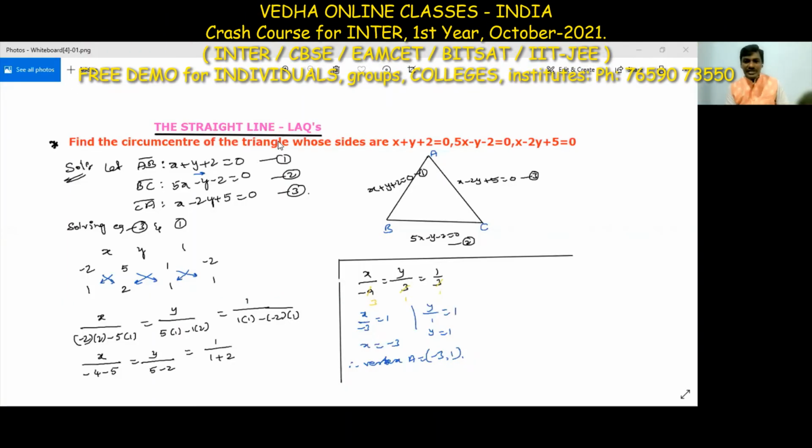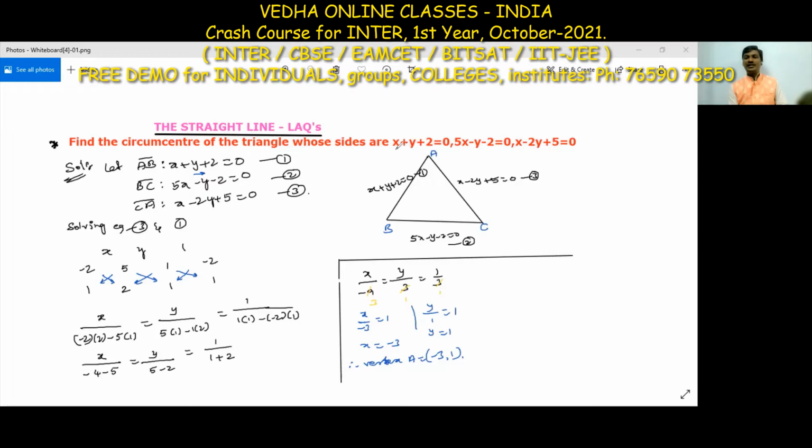So here, in the straight lines long answer questions, circumcenter and orthocentre questions are compulsory models. In this circumcenter question, find the circumcenter of the triangle whose sides are x + y + 2 = 0, 5x - y - 2 = 0, and x - 2y + 5 = 0.